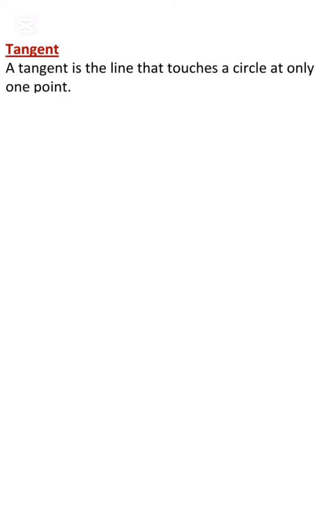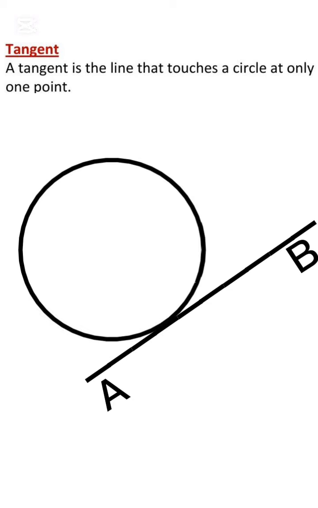Tangent. A tangent is the line that touches a circle at only one point. Let me draw it for you. Yeah, that is the picture of the tangent. AB is the tangent, since a tangent is the line that touches a circle at only one point.